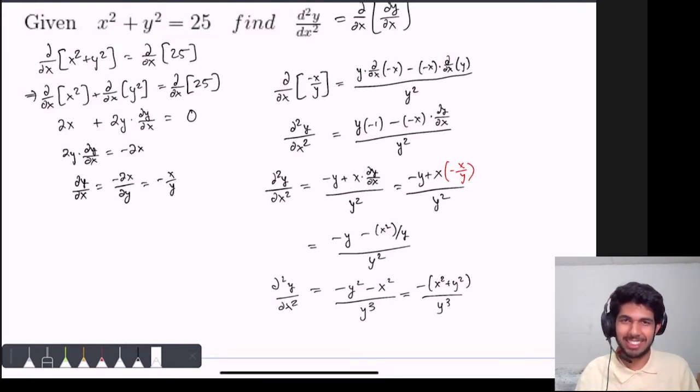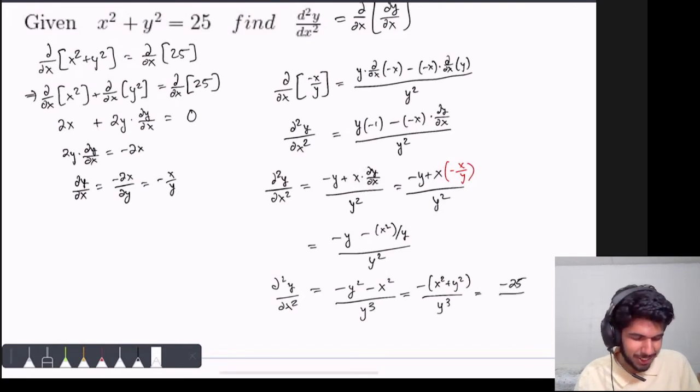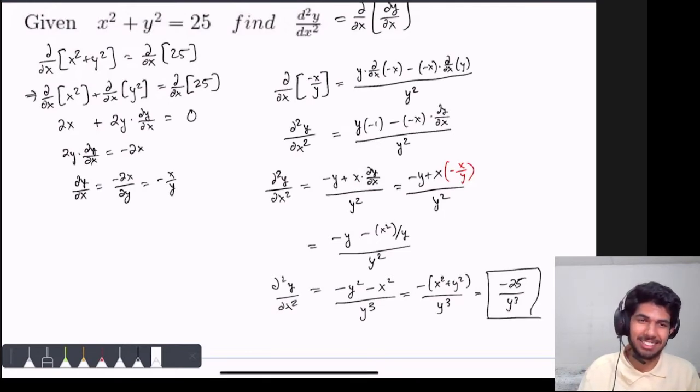squared plus y squared equals 25. What an insane substitution that we have to make. How do you even remember to do that? Well, you just got to be really careful. And now we have found our second derivative. Unbelievable stuff right there.